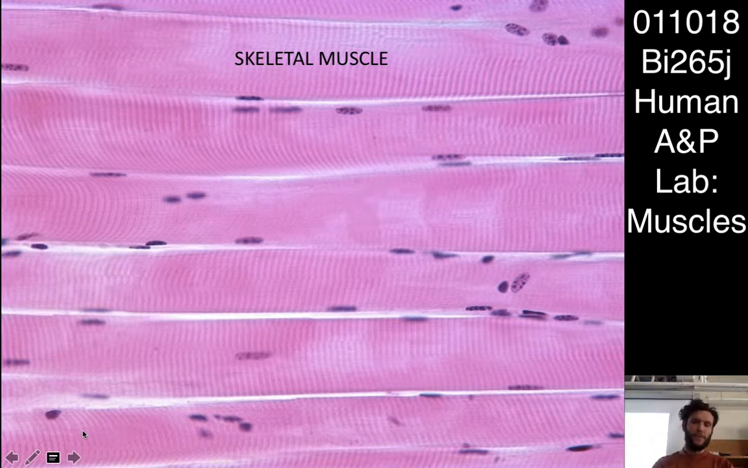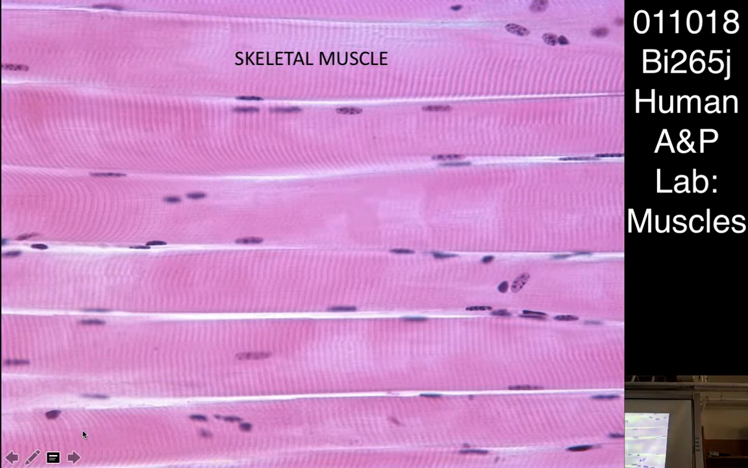Skeletal muscle. All right. So skeletal muscle has some unique characteristics. It is striated. That is not completely unique to skeletal muscle. Cardiac muscle is also striated. Smooth muscle is not. There are three muscle types, right? Skeletal, smooth, and cardiac. Skeletal muscle is striated like cardiac muscle, but it has the unique feature of being multi-nucleate. It has many nuclei.